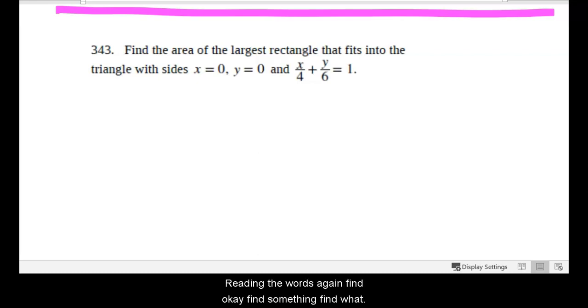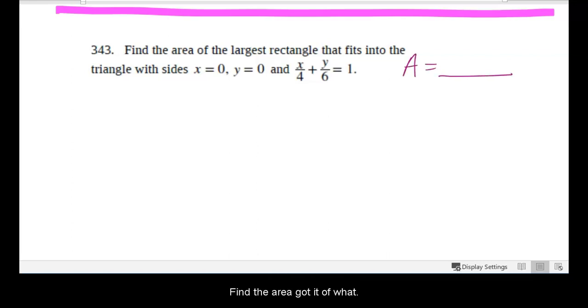Find. Okay, find something. Find what? Next words. The area. Okay, the first thing I need to do before I go any further is I need to note that I'm looking for area. Find the area. Got it. Of what? Of the largest rectangle. I will want to go ahead and outline the word largest because this is telling me what I'm trying to optimize. I want to optimize the area of this rectangle.